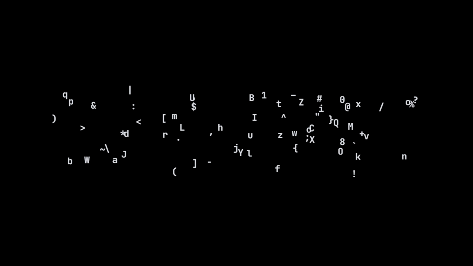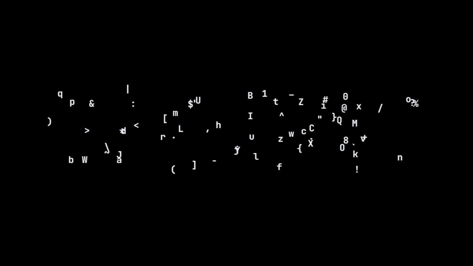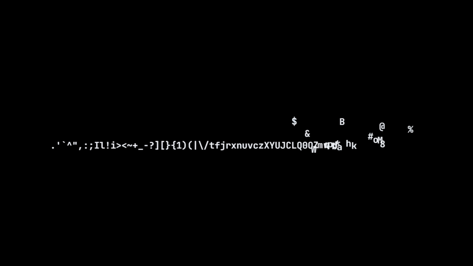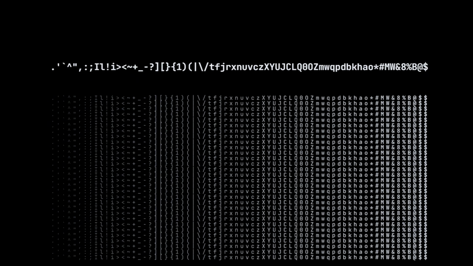Okay, so let's start with the basics. You're probably wondering what the hell you're even looking at here. These are just letters. Watch what happens when I sort them in a very specific way. Can you tell yet? That's right. They are ordered by how much ink they have. This is called a character ramp, and it's the backbone of ASCII art.